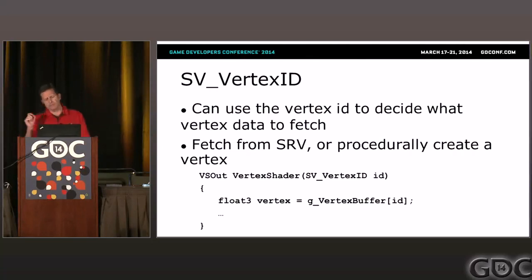So a couple little details here. If you're doing a draw call, the ID is going to increment with every invocation of the vertex shader. And if you're using a draw indexed call, every invocation of the vertex shader is going to have the next index in the index buffer.